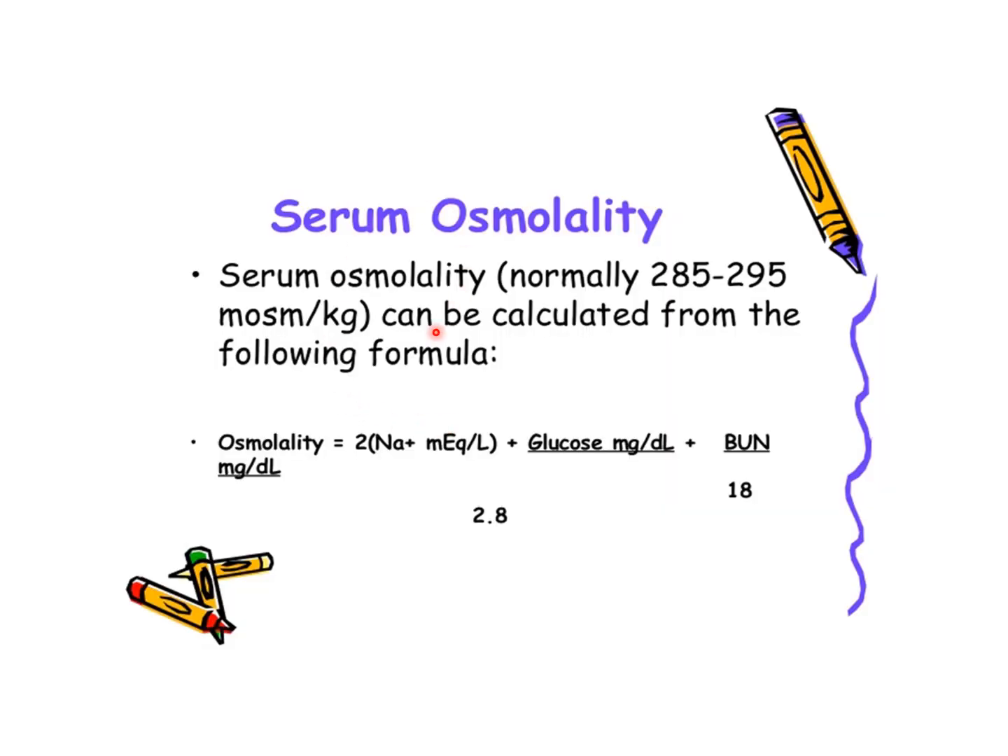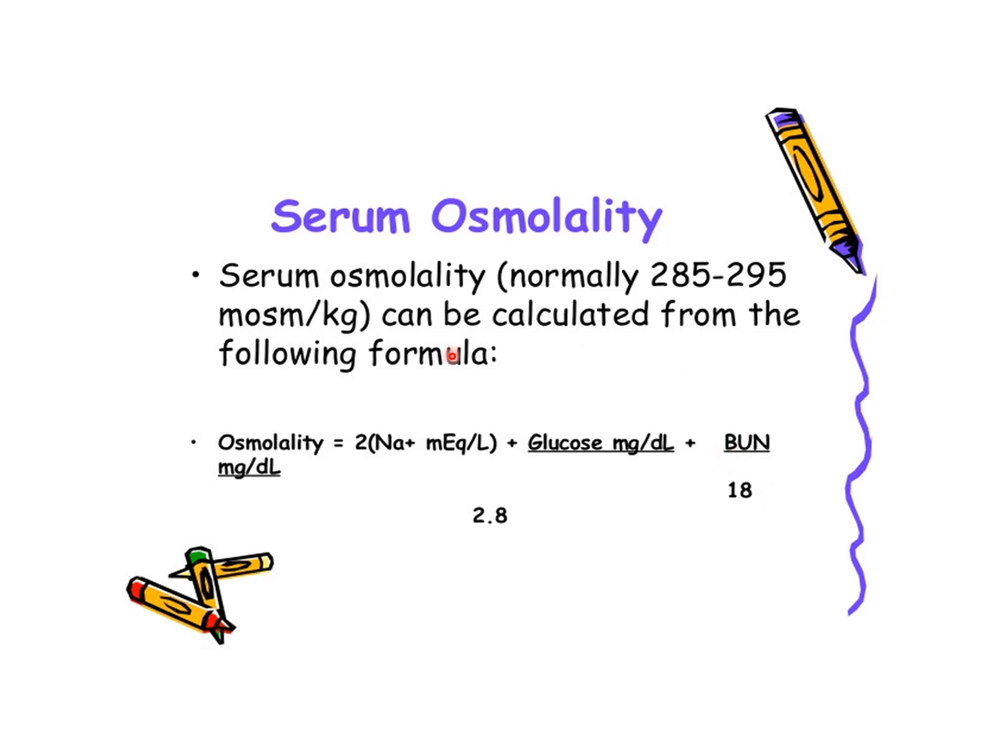Now, serum osmolarity can be measured by the freezing point depression method. It is an experimental method, but clinically we usually use this formula: osmolarity is equal to 2 times sodium, where sodium is expressed in milliequivalents per liter, plus glucose concentration in milligrams per deciliter divided by 2.8, plus blood urea nitrogen level divided by 18.